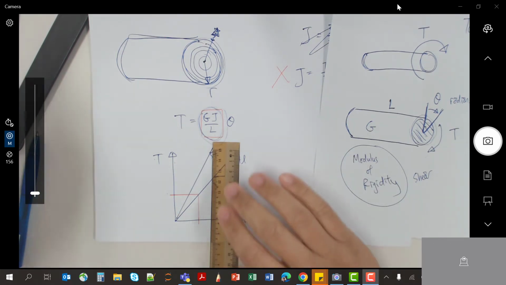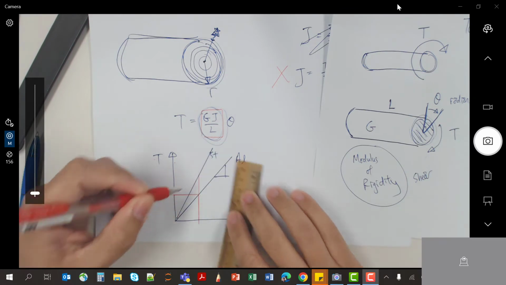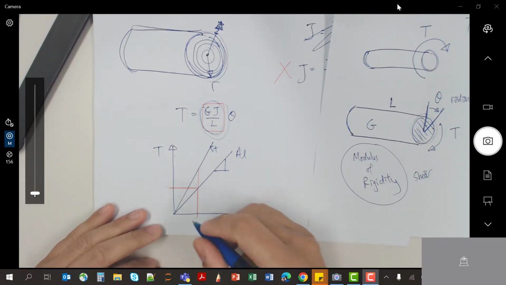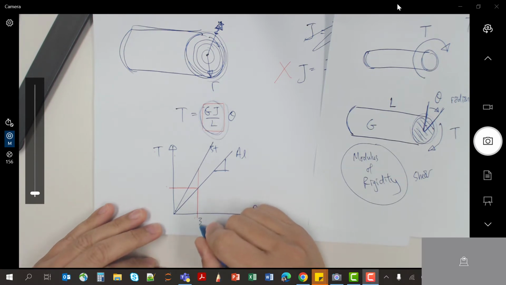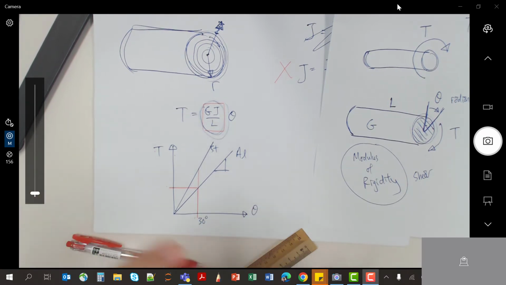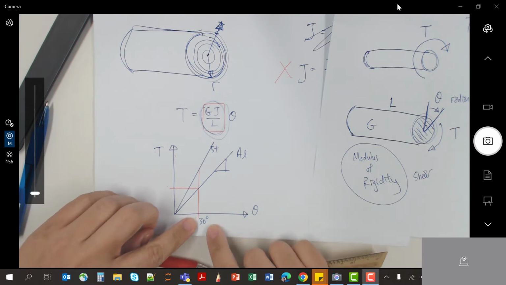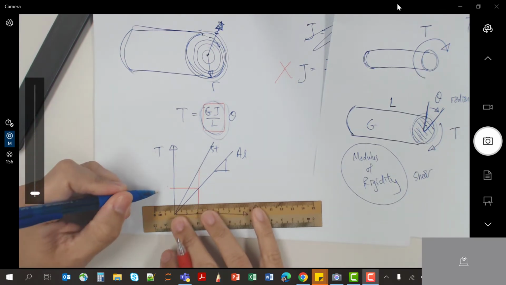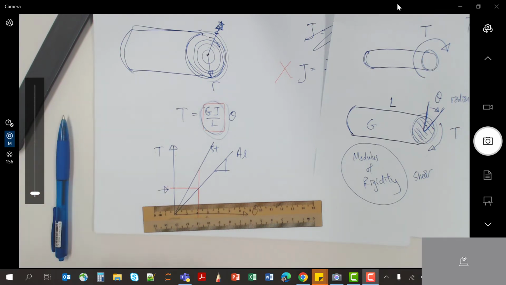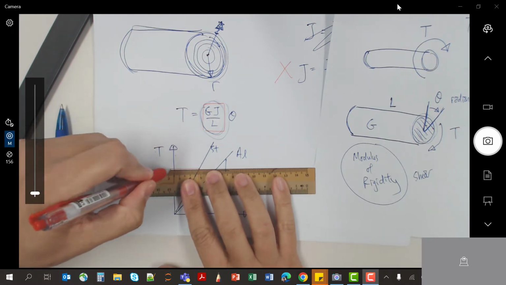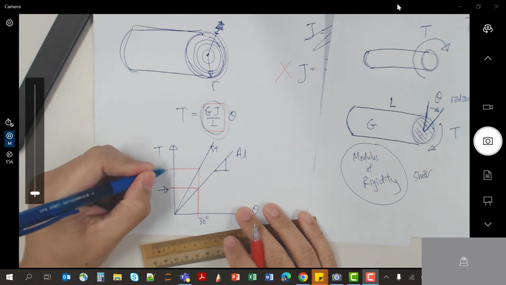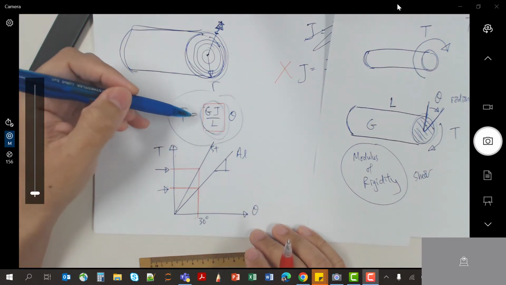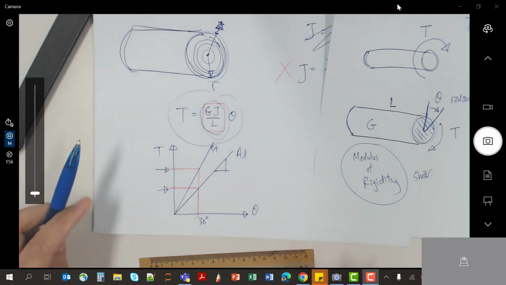This will mean that for a certain angle of twist that I want, let's say this is 30 degrees, just arbitrary, I need to twist 30 degrees. For aluminum, I only need this much torque. But for steel, I will need a much higher torque. So that is what this equation means.